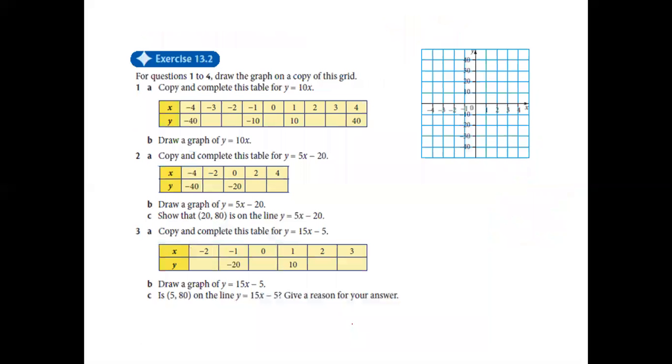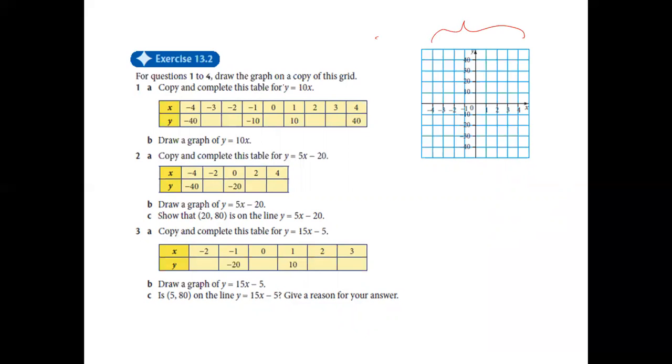And there we have some examples. Let's choose them together. The first example, questions 1 to 4: draw the graph on a copy of this grid. Okay, we will use this grid.